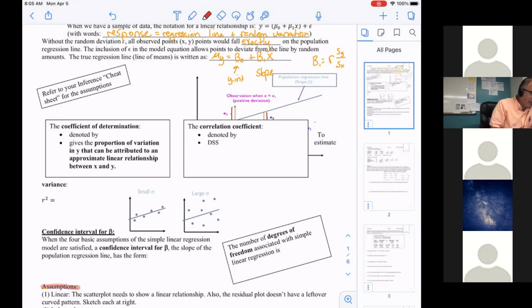Just as a reminder of all the different things in linear regression, we have the coefficient of determination, which is my r-squared value. Remember, that is the proportion of variation in y that can be attributed to the approximate linear relationship between x and y. It's how much variability is pulled out by using a two-variable regression versus just a one-variable guess. The other thing we have is our correlation coefficient, referred to by r, which shows us strength and direction.